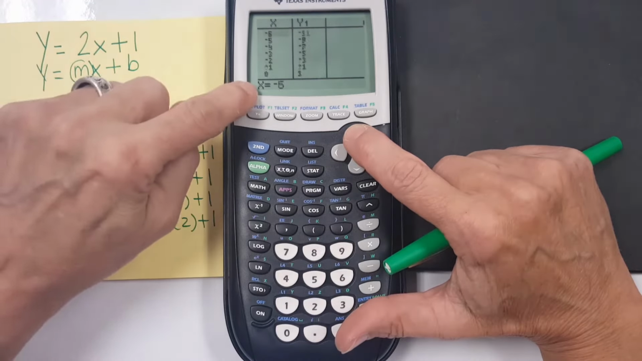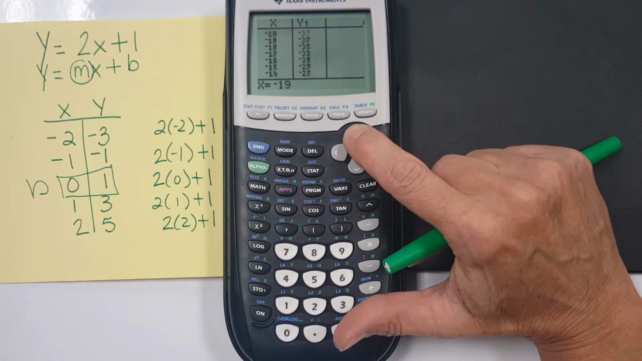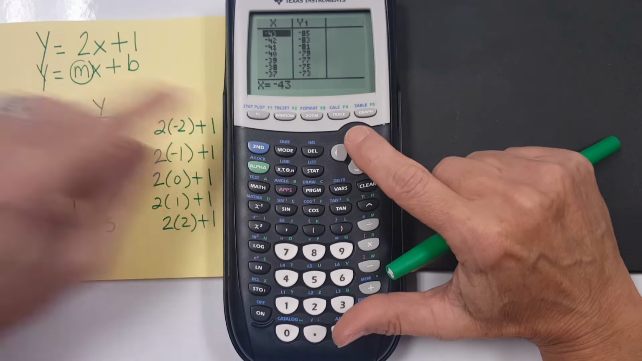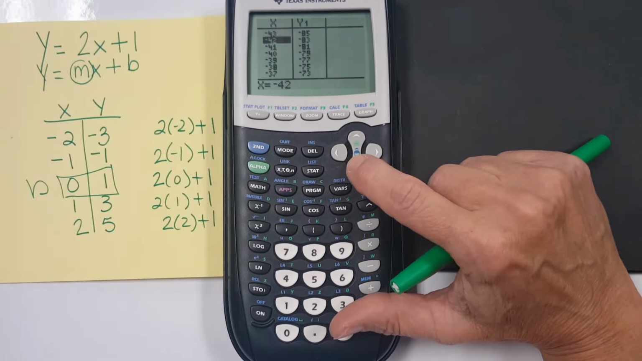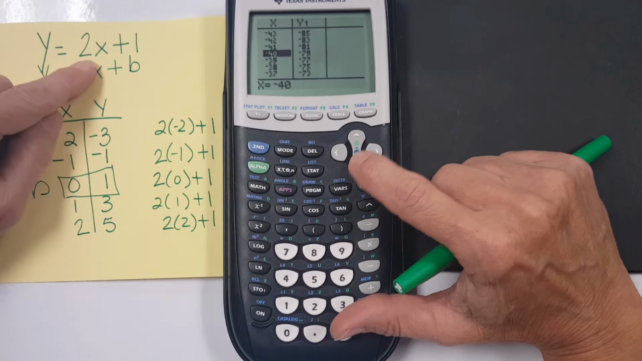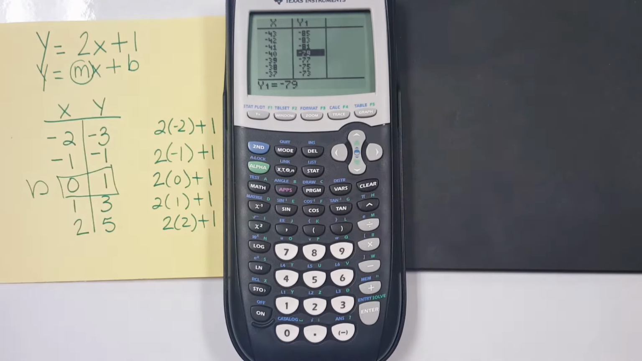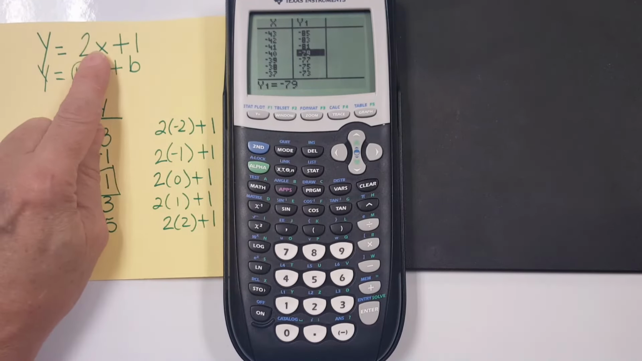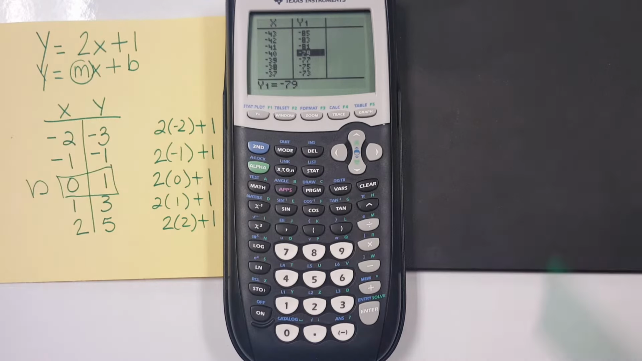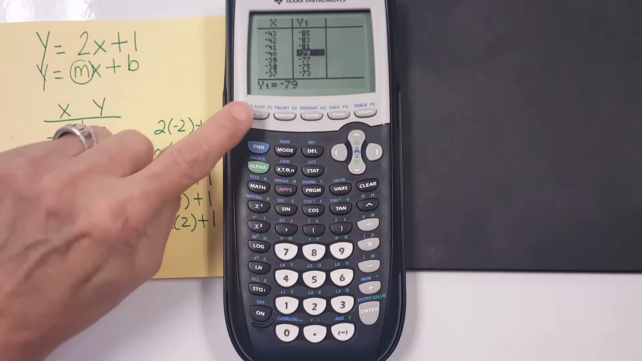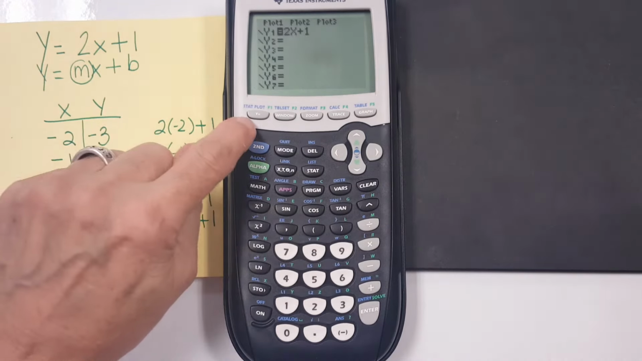So I'm going to go backwards until x is negative 40. Oh, I skipped it. I will just go back again. And there I am. When x is negative 40, y is negative 79. And that's probably true because 2 times negative 40 is negative 80, and negative 80 plus 1 would in fact be negative 79. This takes care of doing all the math for you, and it is really awesome. And it simply starts with that button, the y equals button.